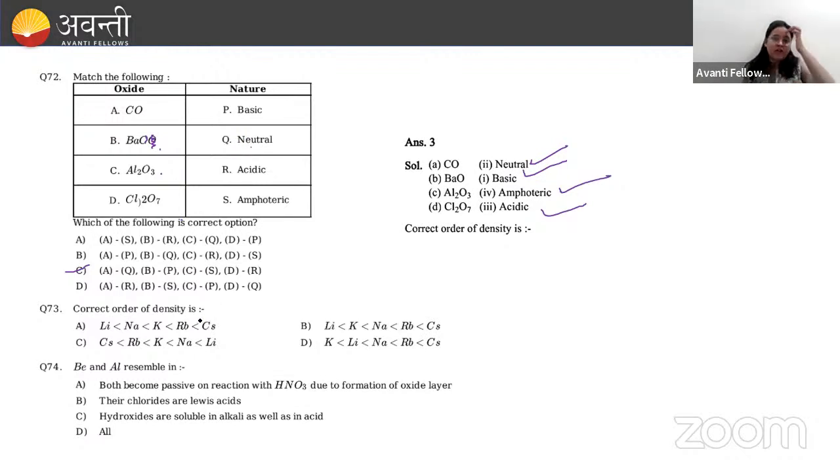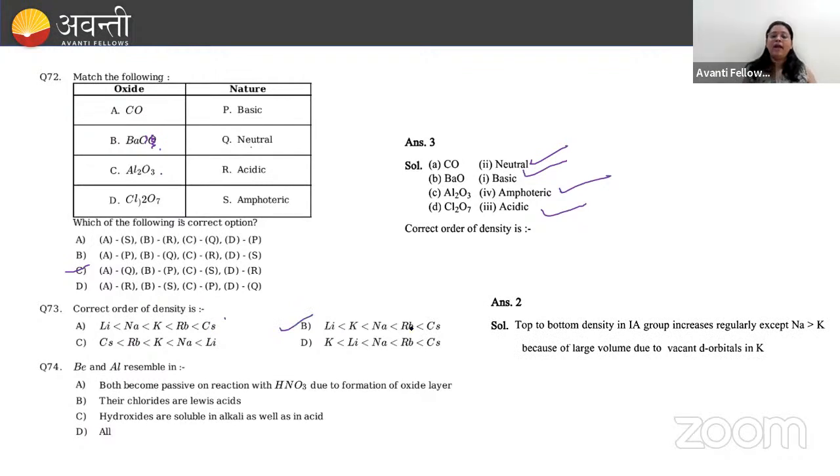Okay, the correct order of density is... So here, the correct order of density is sodium, potassium, rubidium and cesium. So here the correct order is Option B. Why? Because from top to bottom, density of group 1A increases. Okay, what is happening here? Density increases regularly, but sodium has more density as compared to potassium, because in potassium there is a large vacant volume due to the presence of vacant d orbitals, and that's why it has lesser density as compared to sodium, and that's why Option B is the correct answer.